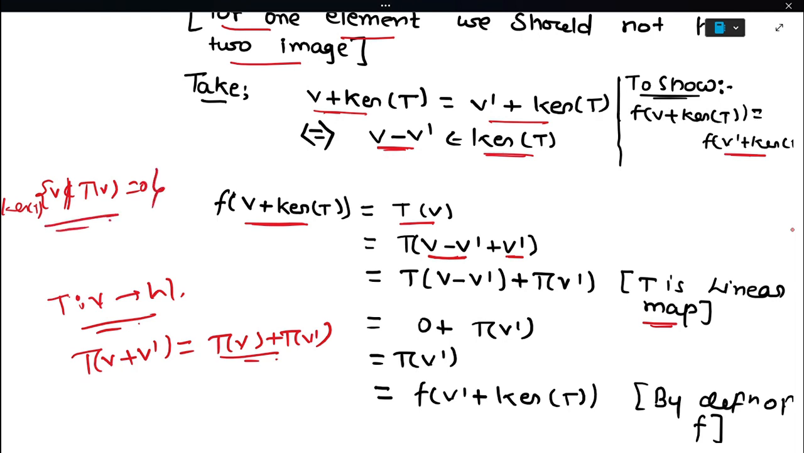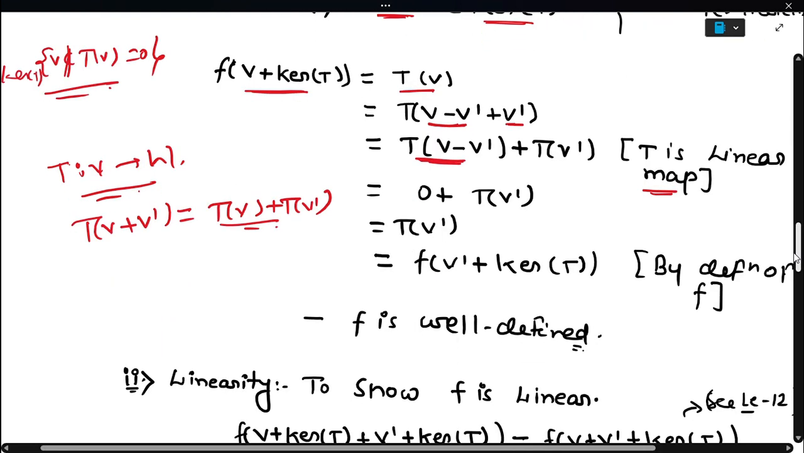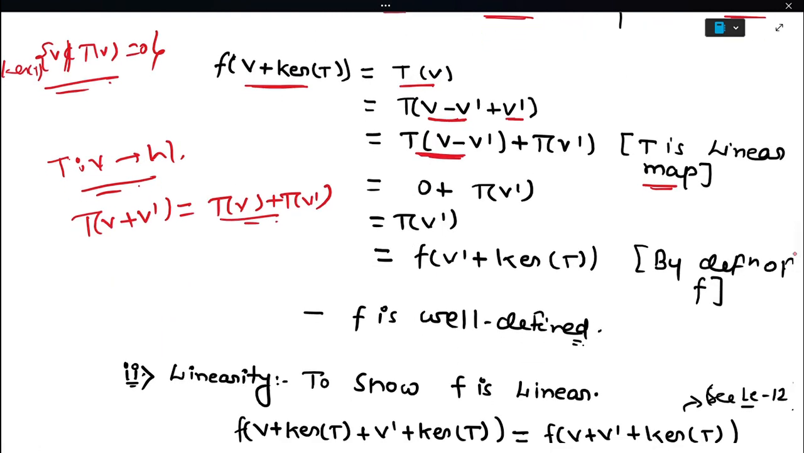Okay, so this image is 0, and we have left only T of v', so it will be equal to T of v', and by definition of f we can write it as f of v' plus kernel of T, by definition of f. It means f is well defined, which means it is a function.